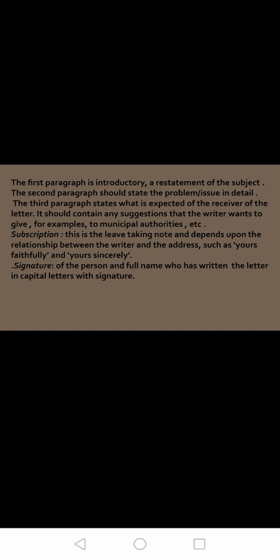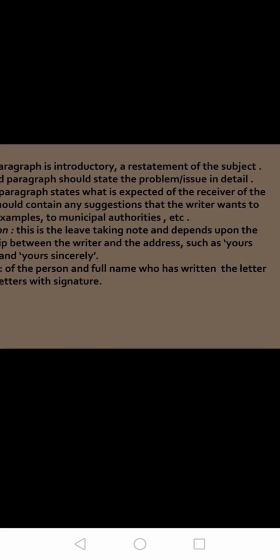The first paragraph is introductory, a restatement of the subject. The second paragraph should state the problem, the issue in detail. Whatever you are writing, that is your introduction, first paragraph. Second, in detail you are going to write about the problem. The third paragraph states what is expected of the receiver of the letter. It should contain any suggestion that the writer wants to give, for example to municipal authorities, to anyone you are giving some suggestion, that you are going to write.